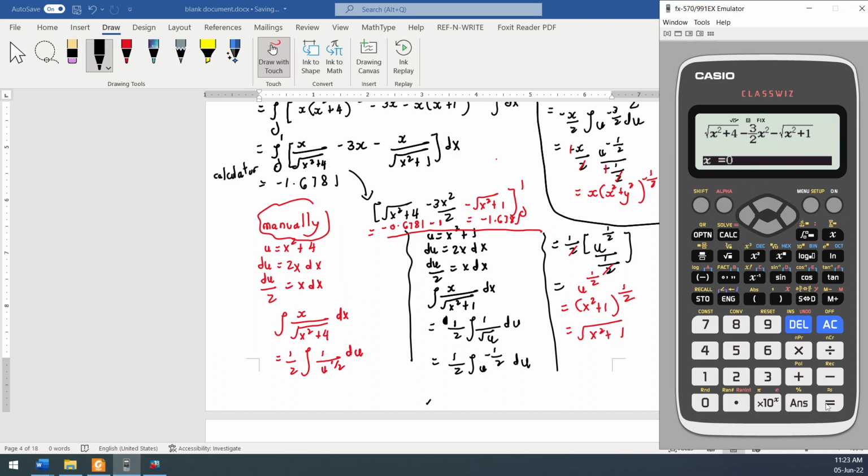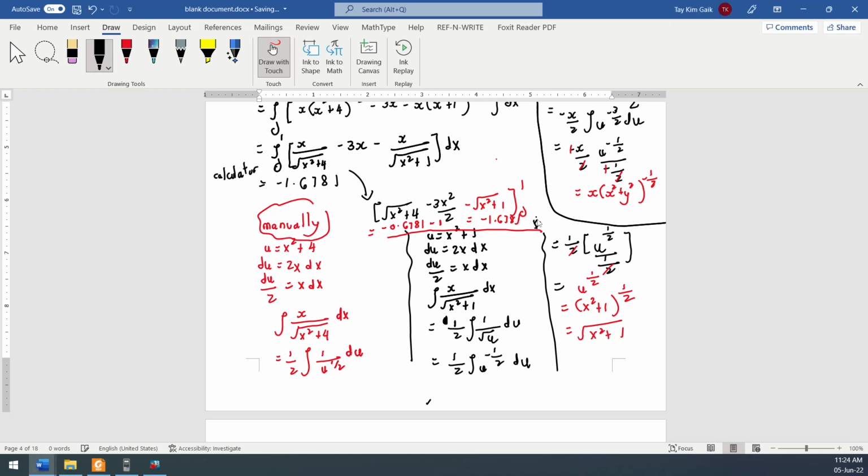When I calculate 0, the answer is 1, because in minus the lower limit substitution, x is 0 and the value is 1. Then you calculate with x equal to 1, negative 0.6781 minus 1, so negative 1.6781.